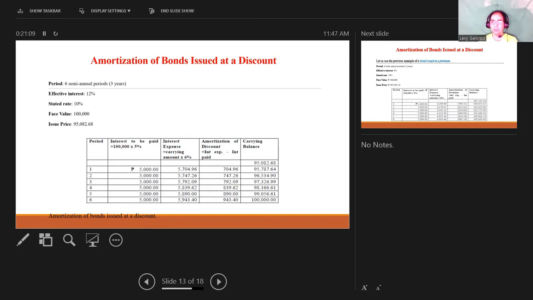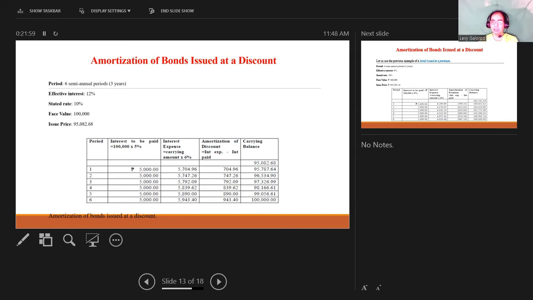So, 95,082.68 times 6%, ang lalabas na figure ay 5,704.96. Ngayon, paano makukuha yung i-amortize natin na 704.96 dito sa column na amortization of discount equals interest expense minus interest paid? Para makuha yan, yung interest expense column 5,704.96, i-minus natin dyan ang 5,000, yung interest to be paid. So, nakuha natin yung 704.96.